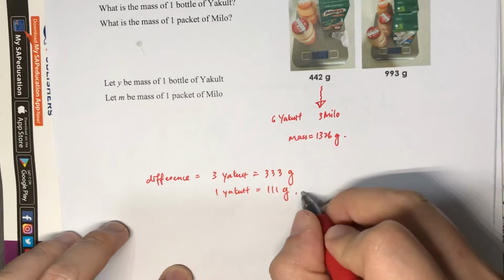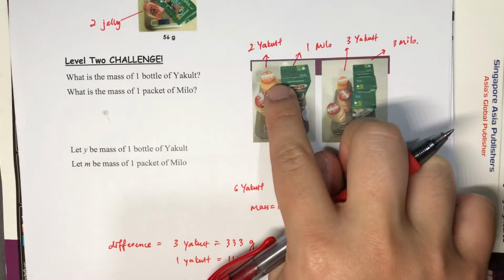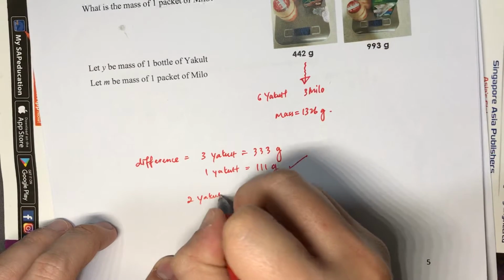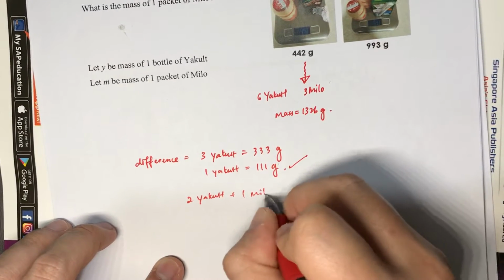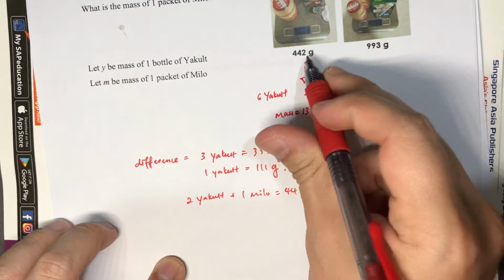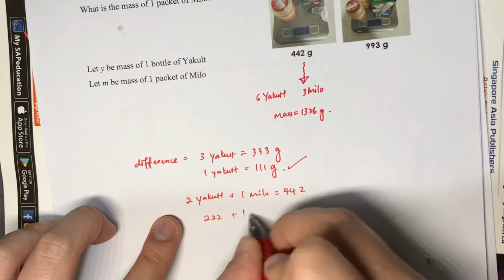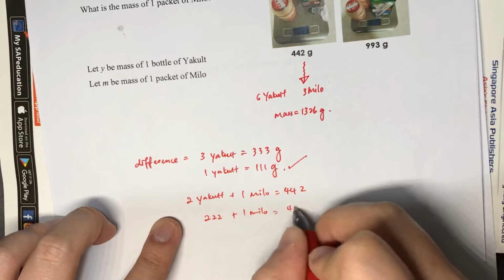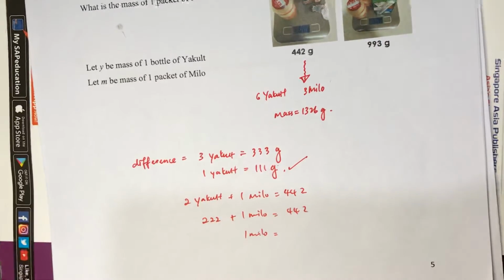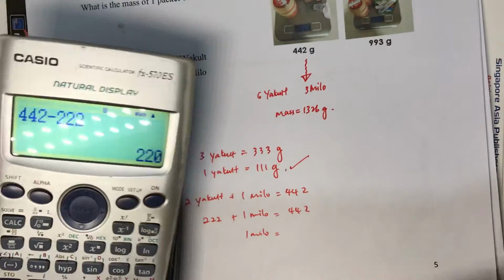Alright, so now using this answer, we're going to put back into the original equation. So 2 Yakult and 1 Milo is going to be equal to 442, the original one. So 2 Yakult is going to be 222. 1 Milo is equal to 442 minus 222. So what is the mass of 1 Milo? I will just minus off 222, so 442 minus 222. So I'm going to get 220.